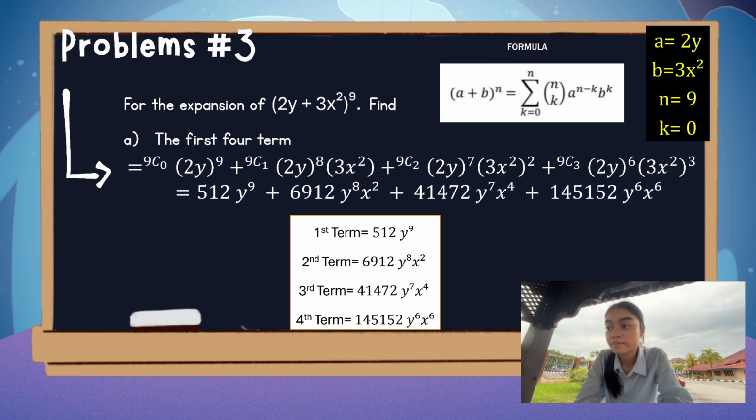For the fourth term, 9C3 will be multiplied by 2 to the power of 6, multiplied by 3 to the power of 3. So we will get the answer 145152y to the power of 6 x to the power of 6.